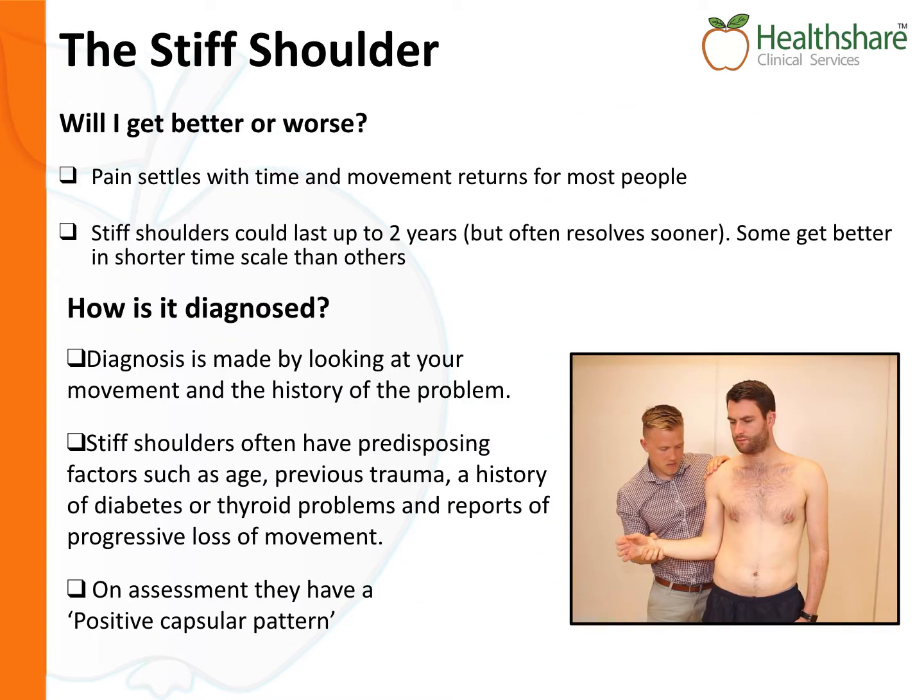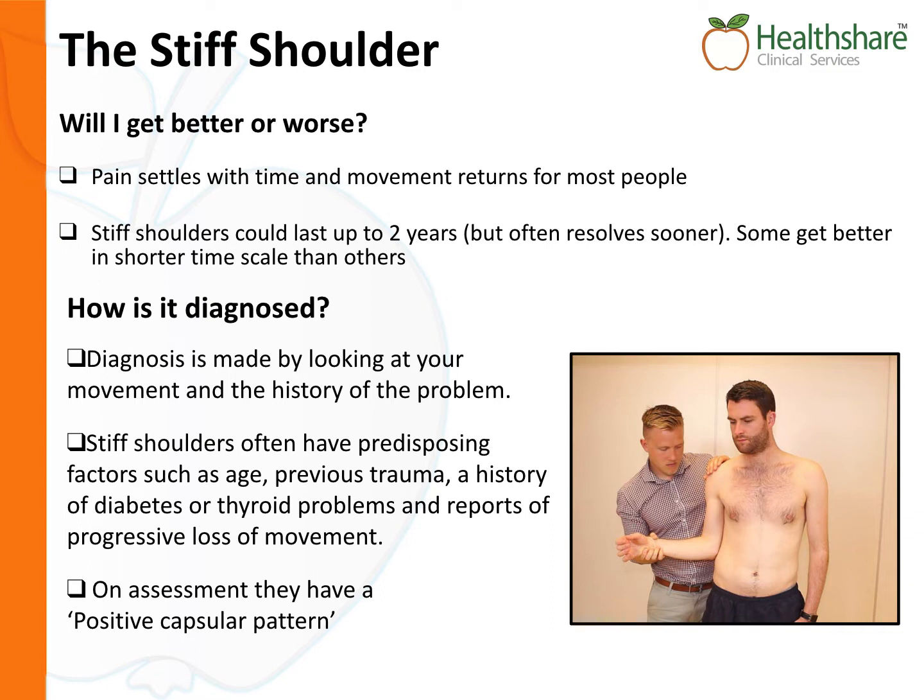How long stiff shoulders take to get better varies, but we know that most people, pain will settle with time and that movement gradually comes back. However, they can take up to 2 years for that movement to return. Most get better in much shorter timescales than that, but that's often the timescale we can be looking at. The way that we diagnose a stiff shoulder is we have a look at the history of your problem, so we listen to your story, and then we have a look at other factors such as your age.